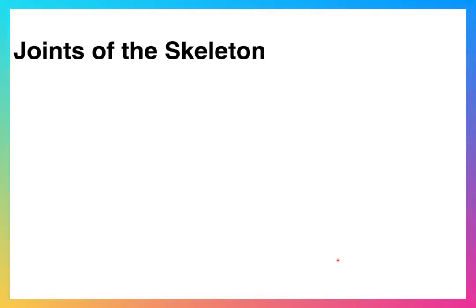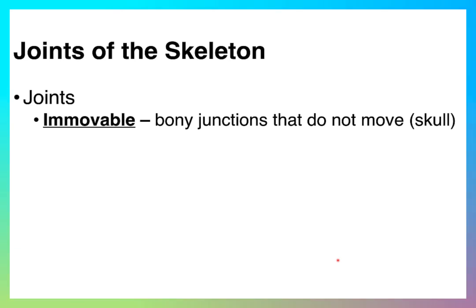This week we're going to talk about two things. We're going to talk about the joints of the skeleton, and we're going to talk about the muscular system. The joints of the skeleton are made up of immovable joints. These are joints or bony junctions that do not move. As I talked about last week, the skull is an example of bony junctions that do not move.